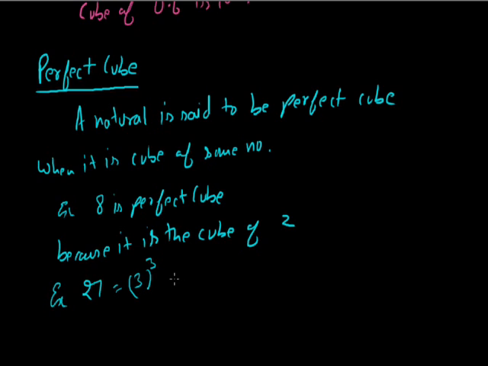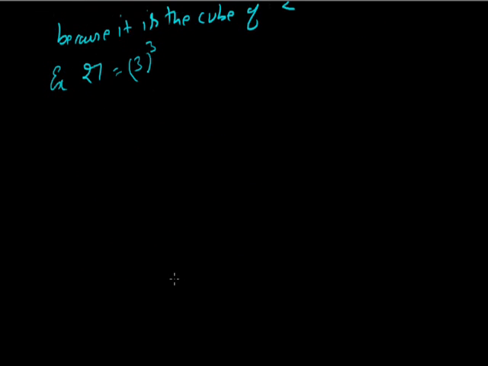Now how we can know whether the given number is a perfect cube or not? Let's see the method how we can identify whether the given number is a perfect cube or not. For example, check whether 216 is a perfect cube or not.